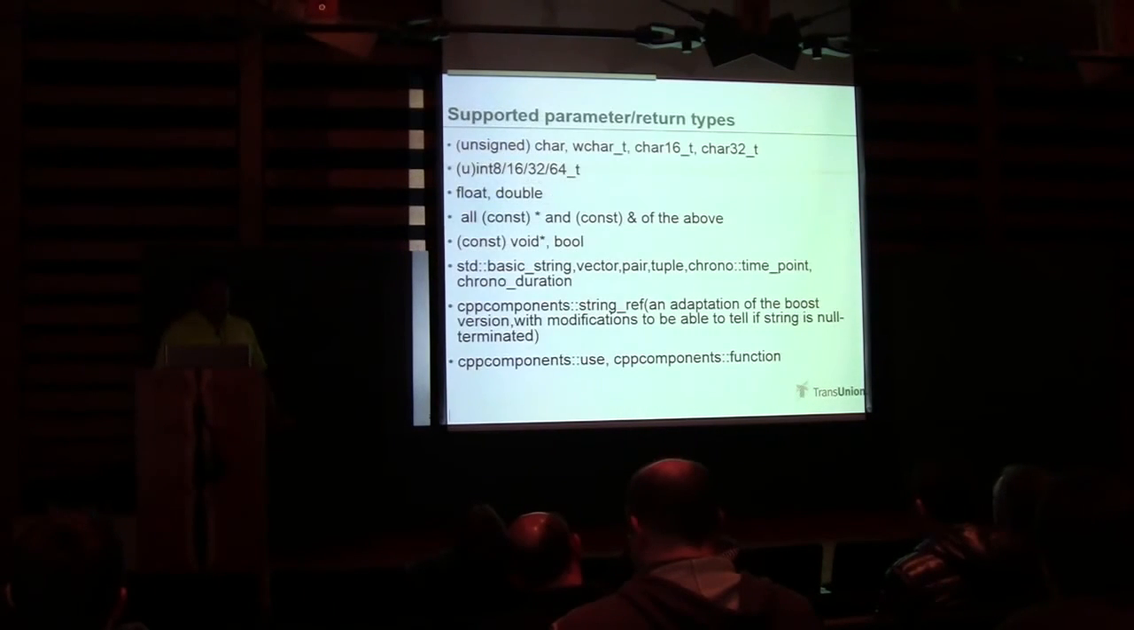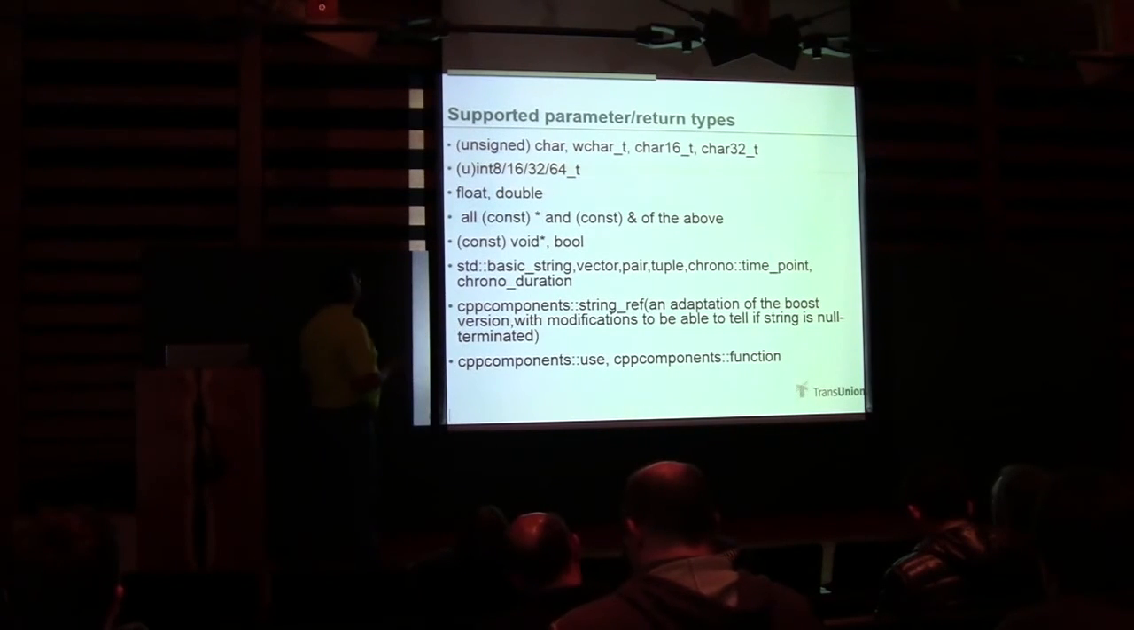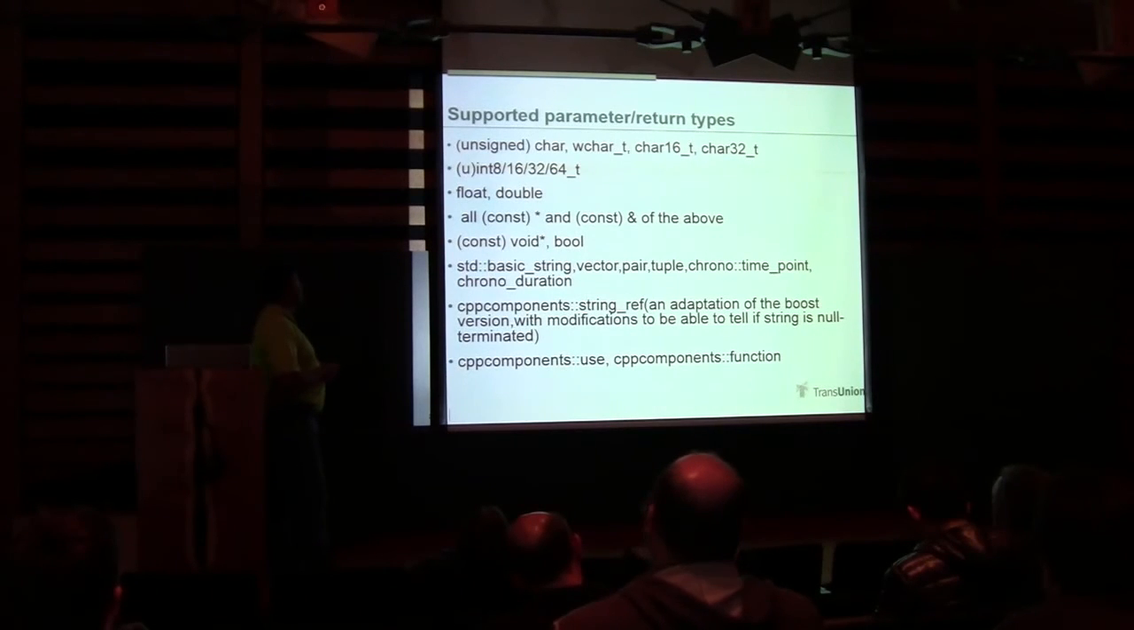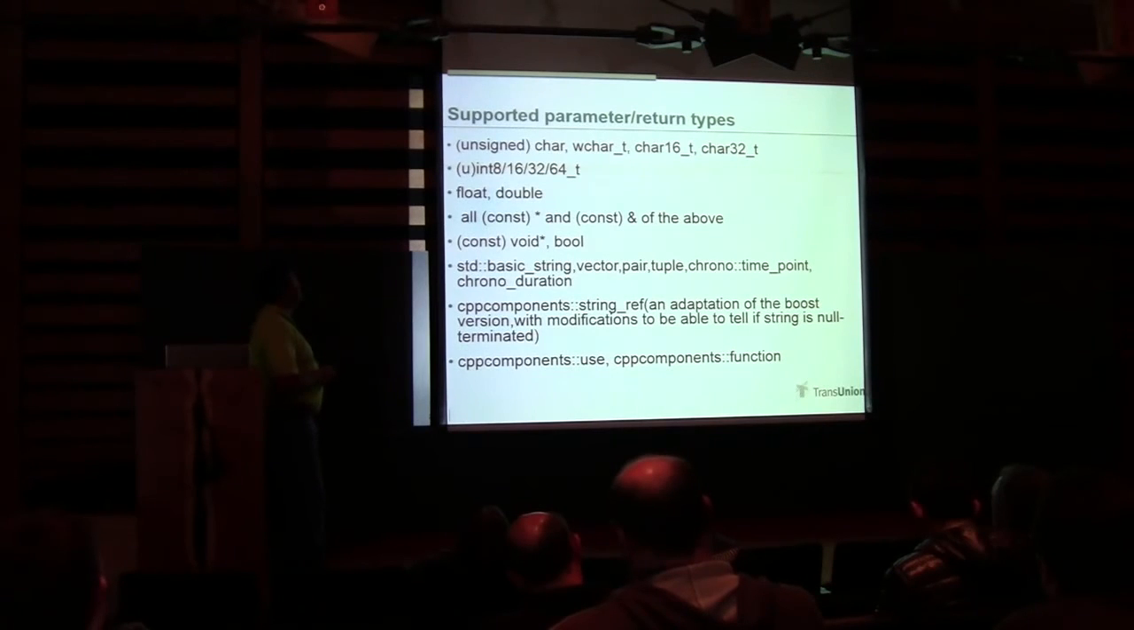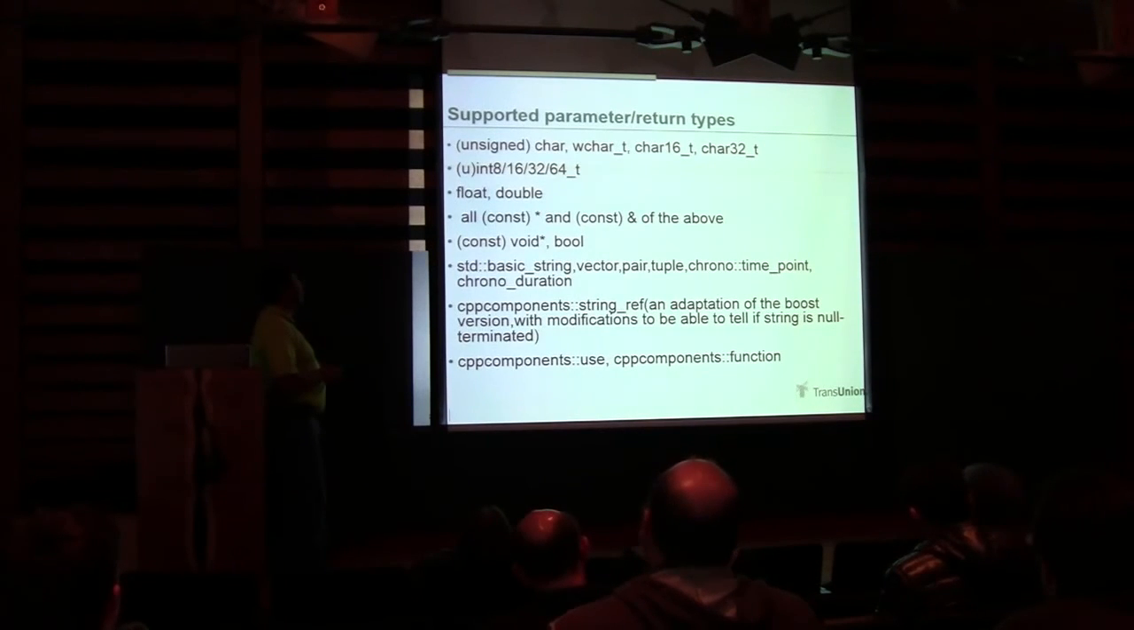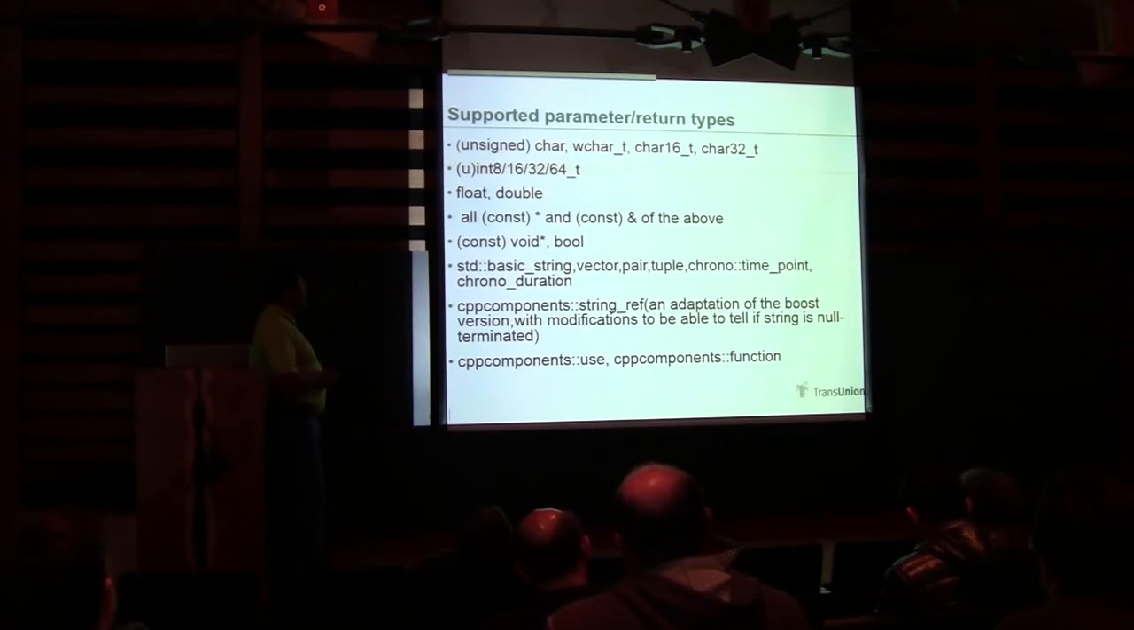Okay, so out of the box, what do we support for parameter and return types? You can pass in unsigned char, wchar, char16, char32. You can pass in int 8, 16, 32, 64, float, double. You can pass in all pointers, constant pointers, and constant references of the above. You can pass in void and bool. You can pass in basic string, vector, pair, tuple, and then the chrono time points and chrono durations.